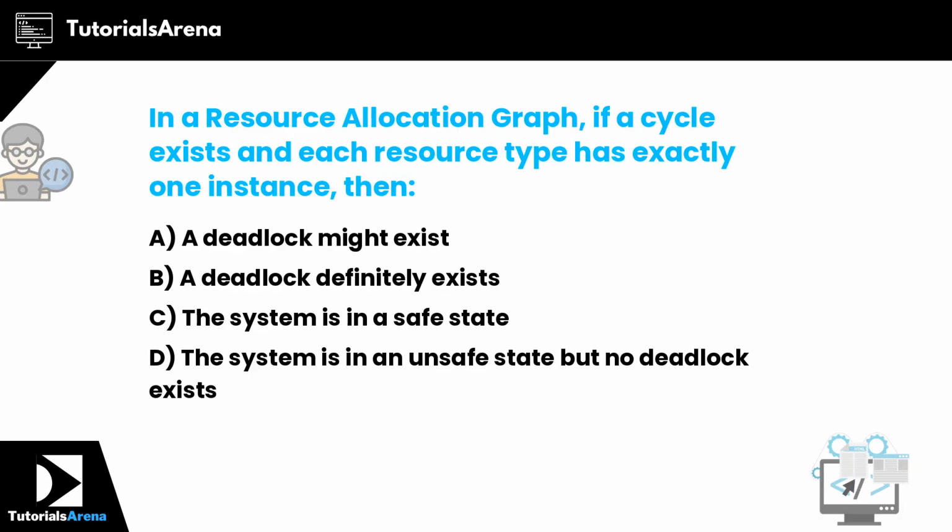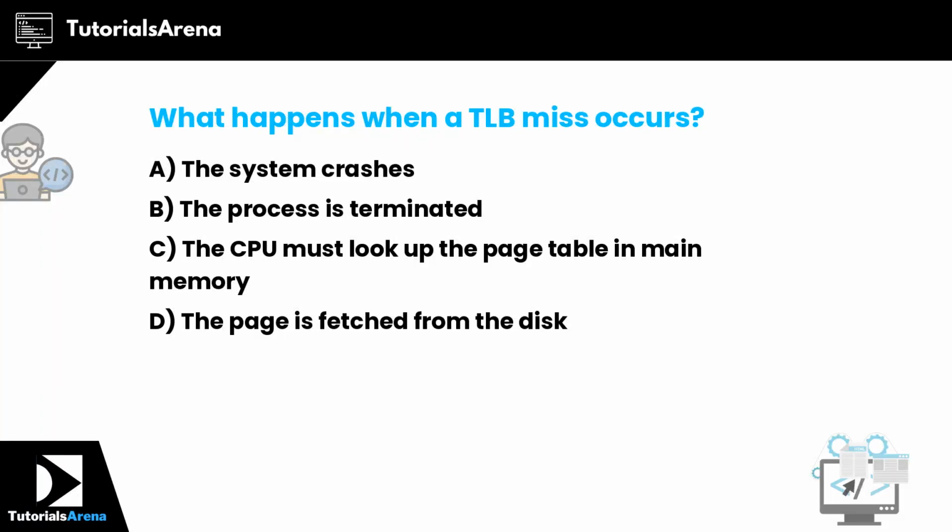In a resource allocation graph, if a cycle exists and each resource type has exactly one instance, then the correct answer is option B. A deadlock definitely exists. What happens when a TLB miss occurs? The correct answer is option C. The CPU must look up the page table in main memory.